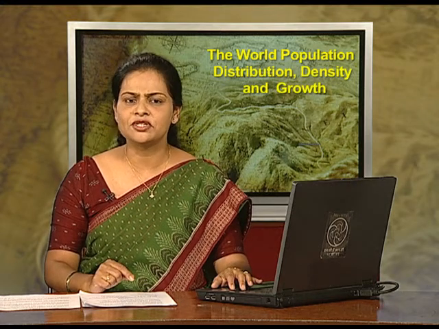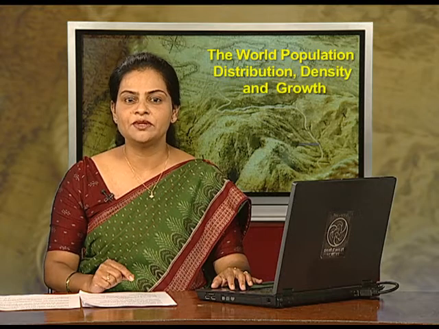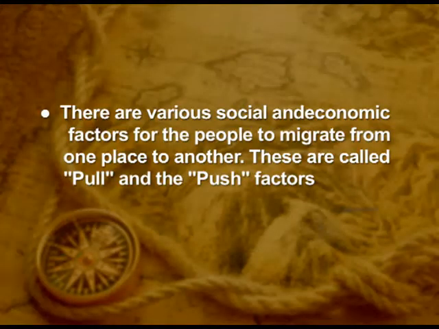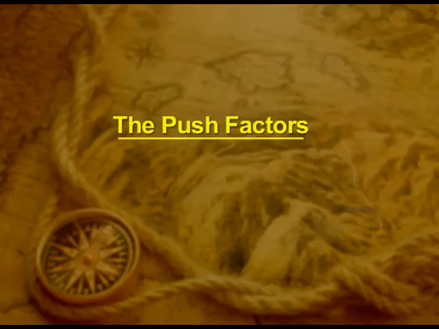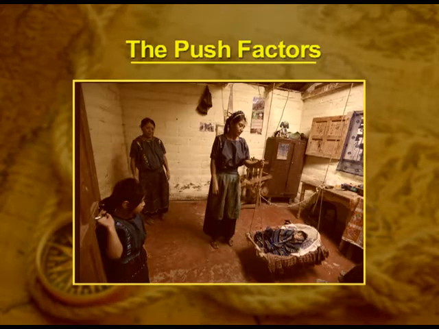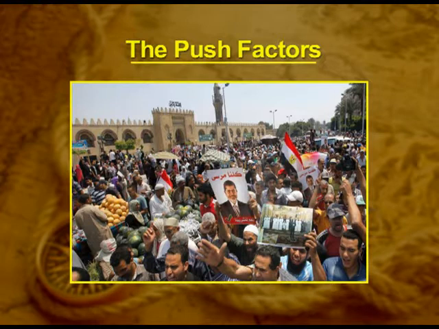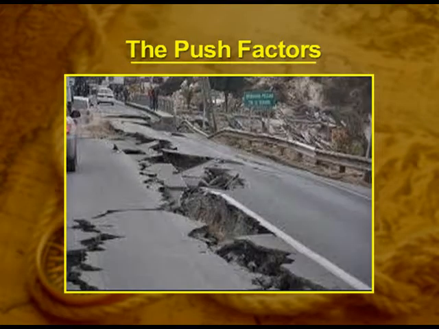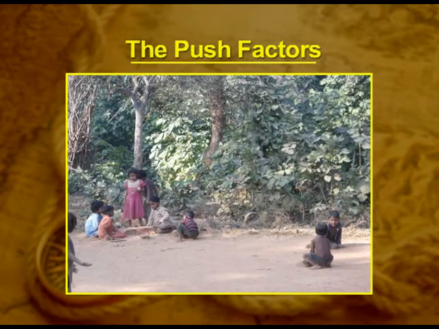There are various social and economic factors for the people to migrate from one place to another. These are called pull and the push factors. Let us quickly look into a few pull and the push factors. The push factors: poor living conditions, political turmoil, unpleasant climate, natural disasters, epidemic, and socio-economic backwardness may cause out-migration. Hence, these may be considered as push factors.